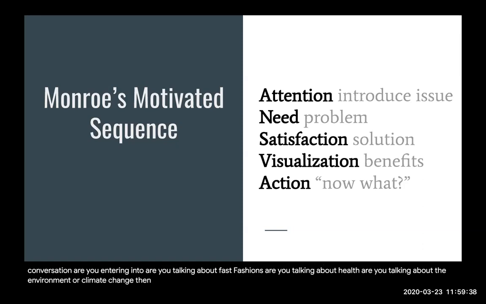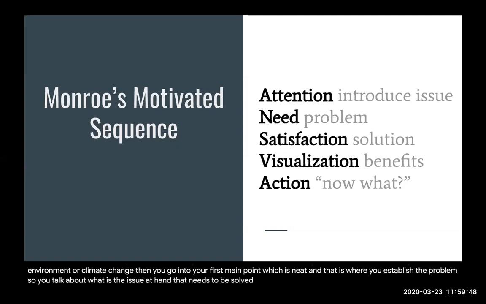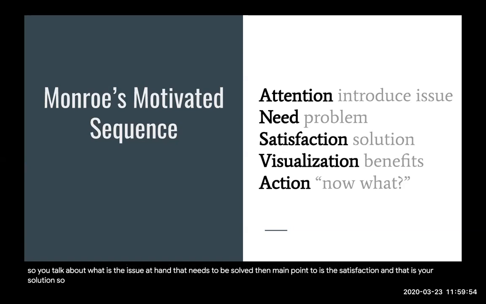Then you go into your first main point, which is need, and that is where you establish the problem. So you talk about what is the issue at hand that needs to be solved. Then main point 2 is the satisfaction, and that is your solution. So up until this point, this is problem solution. You have a clearly defined problem and you have a clearly defined solution.